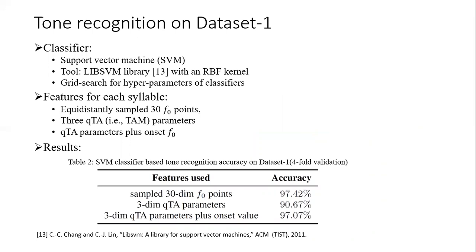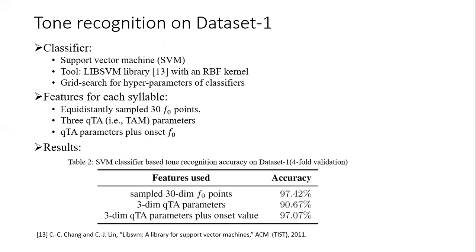We trained 3 SVM-based classifiers contrasted by the input features. The first type is equidistantly sampled 30 F0s, which was taken as the targeted performance system. According to the tone model, the transition status from preceding syllable is also required to generate the current syllable pitch contour, and is expected to be helpful to tone recognition. Therefore, the third one further incorporated the onset F0 of each syllable upon the second one.